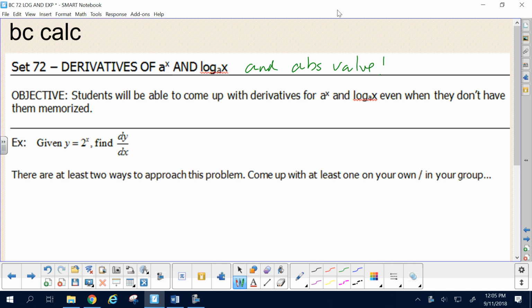Did you talk about this last year? I don't know if Ms. Karen touched on this. Did you talk about derivatives of exponentials last year? Do you know how to take the derivative of 2 to the x? No? Yes? Okay, I'm getting a bit of a mixed signal. Well, the good news is I'm not going to tell you either way, so you figure it out. Go.